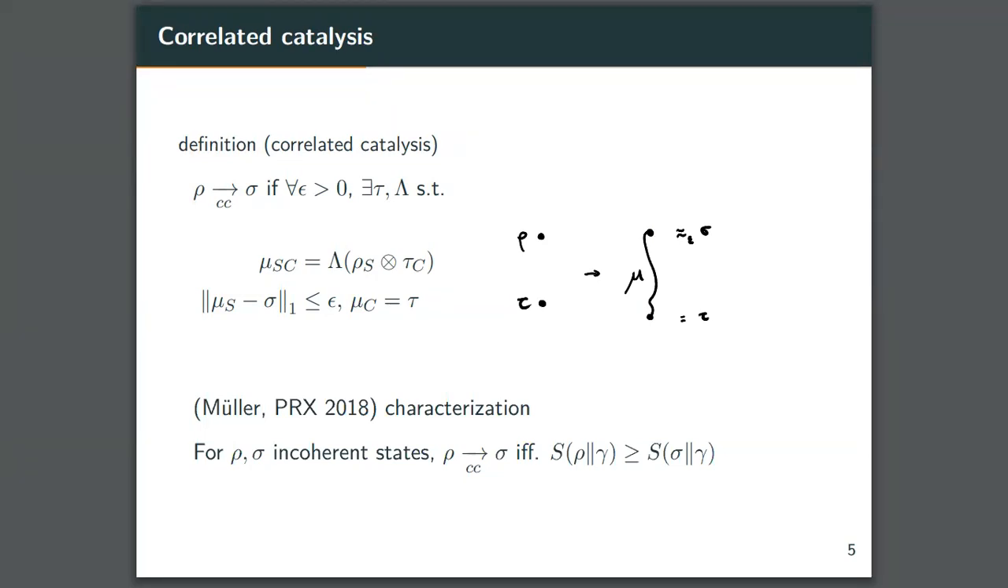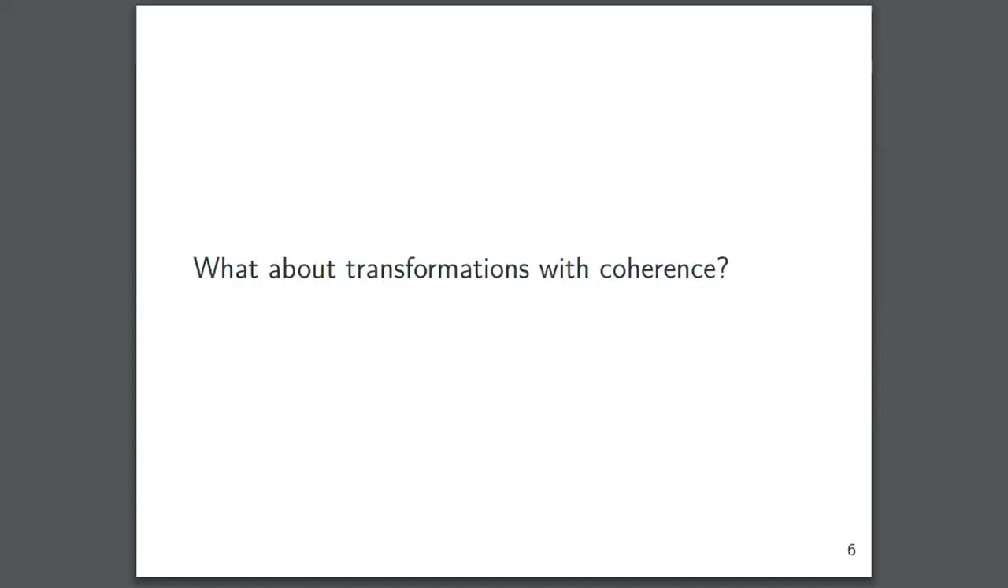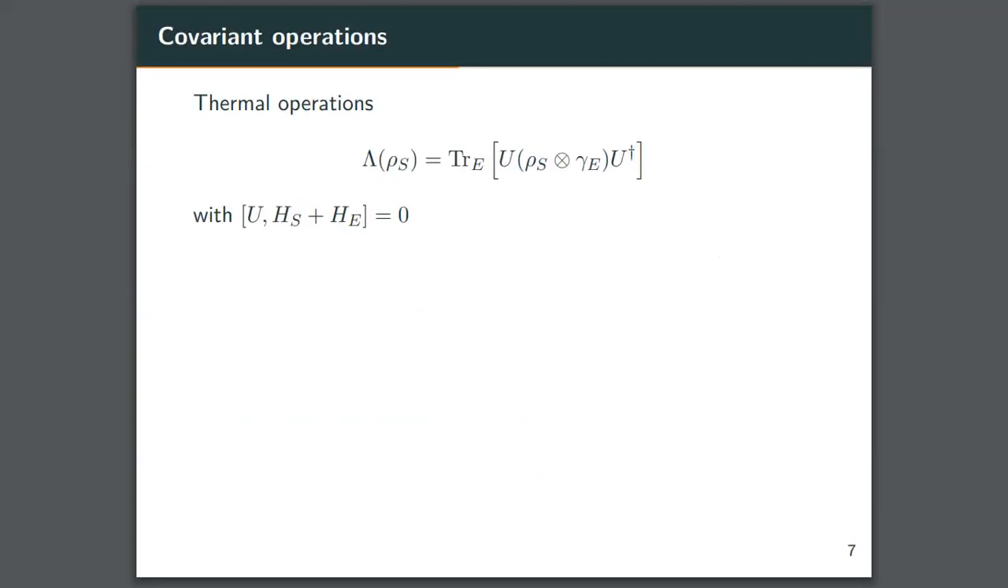But there's one big thing missing here: this result works when you have incoherent states. And if we want to do quantum thermodynamics, you cannot ignore coherence. So what about transformations with coherence? It's a hard problem in general, but I think there is one observation that can help us address this big question. The observation is this: you have thermal operations.